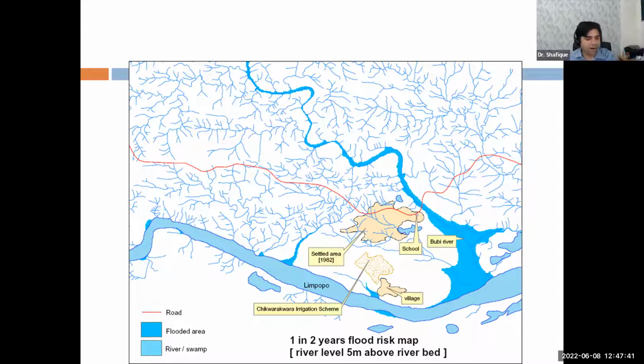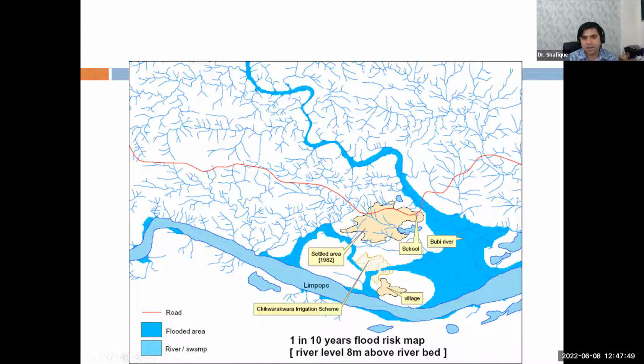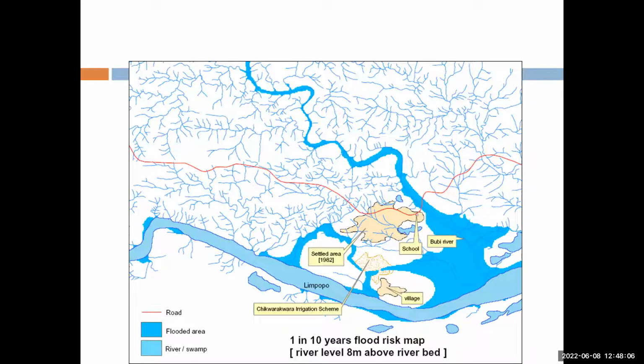Now look at the impact if we increase the time. Now look at that. What happened now in 1 to 10 years? Like the 1 to 2 years had less area, for 1 to 10 years we have more area now. So more area will be affected every 10 years. So this map shows that these are the zones which will be affected by the floods once in 10 years.